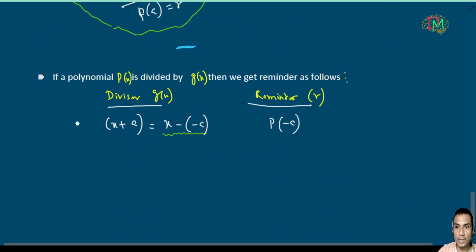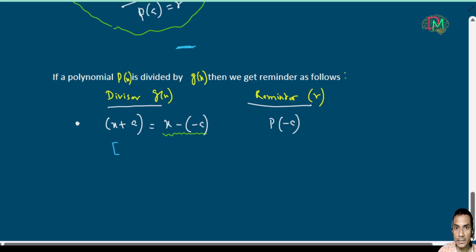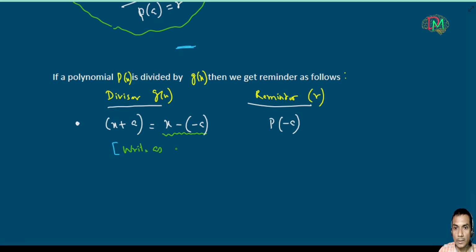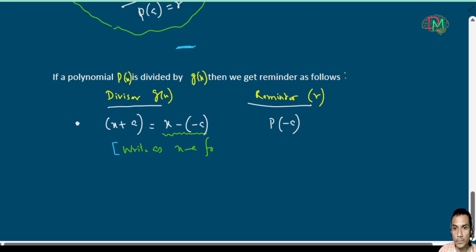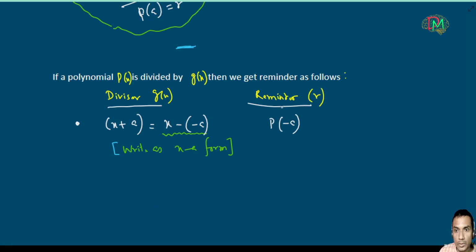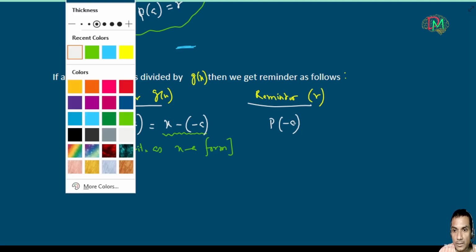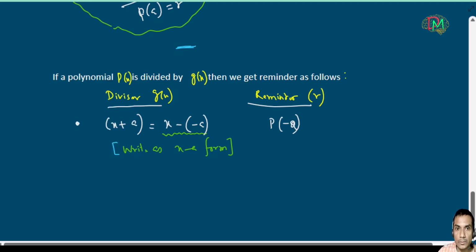So I just take one note. Write as x minus a form. For whatever expression is given, you can write it. So it is very easy to remember. Then the remainder will be P, meaning r is equal to P of minus a. This is the minus a.